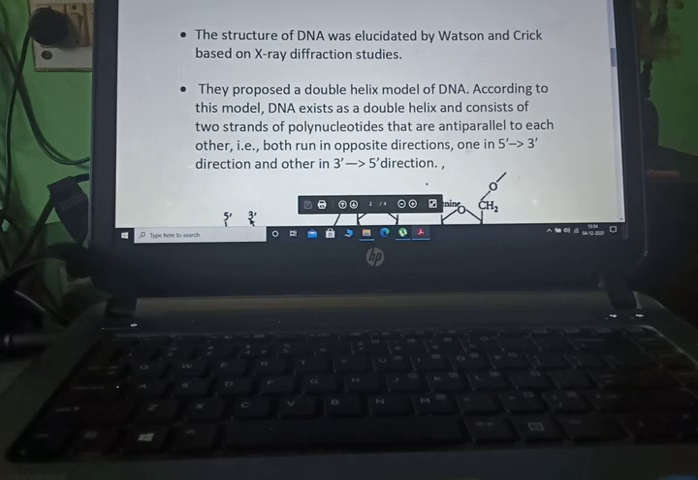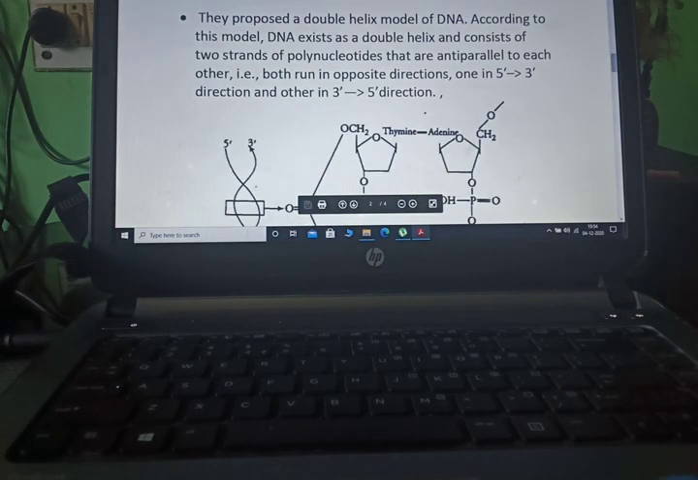Now, structure of DNA. The structure of DNA was elucidated by Watson and Crick based on X-ray diffraction studies. They proposed a double helical model of DNA. According to this model, DNA exists as a double helix and consists of two strands of polynucleotide that are antiparallel to each other, that is, both run in opposite directions, one in 5 to 3 and the other one 3 to 5.